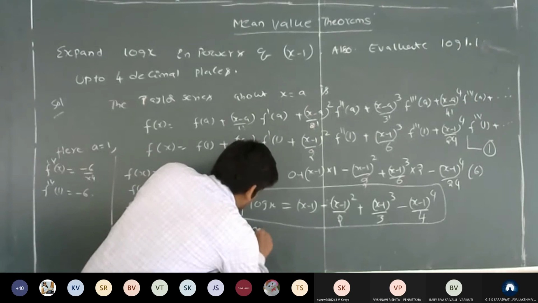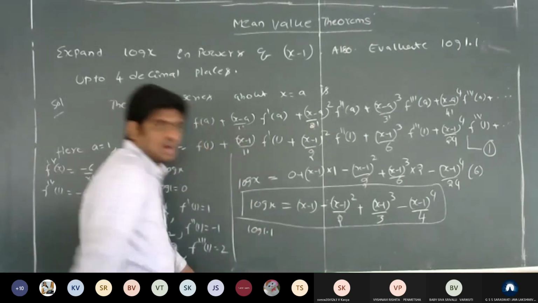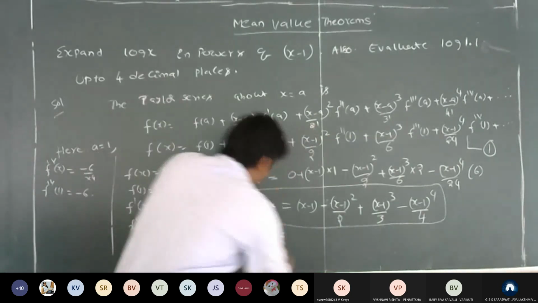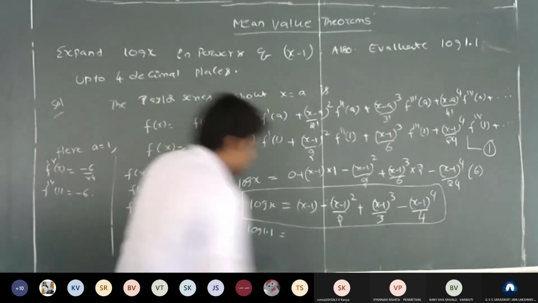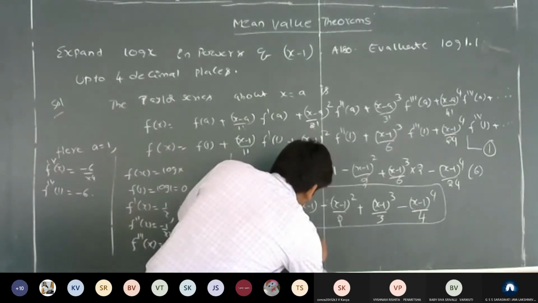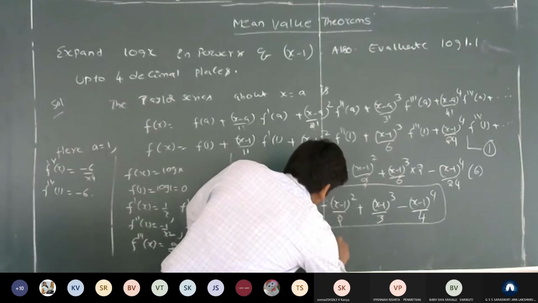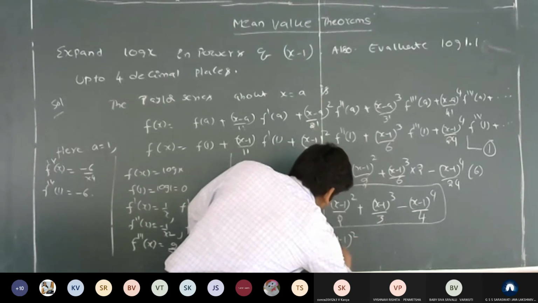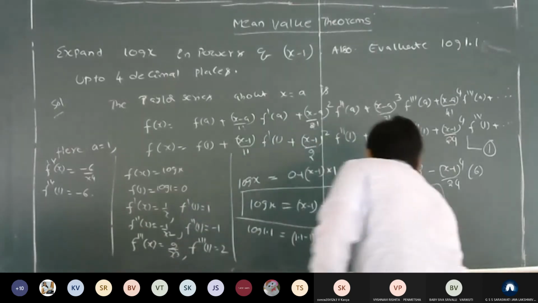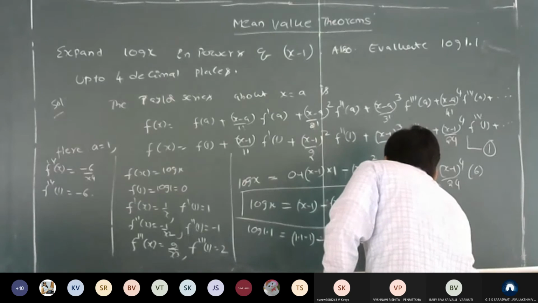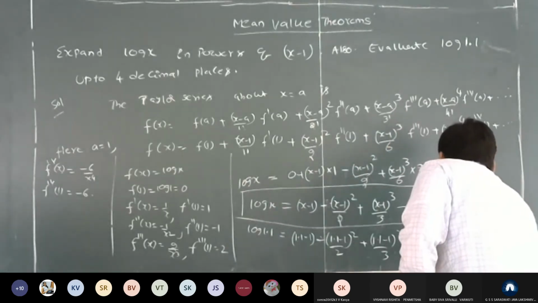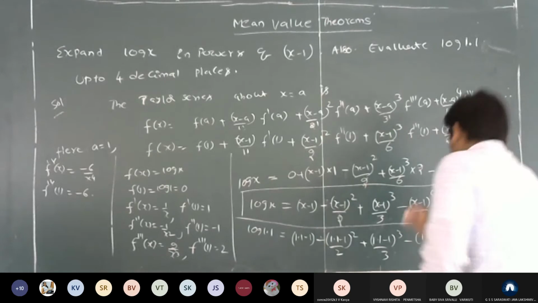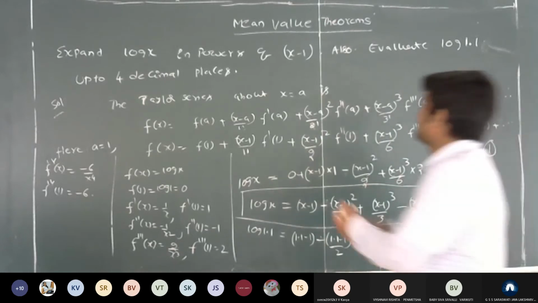So log 1.1 is equal to, wherever you have x, just replace it by 1.1. So it becomes 1.1 minus 1, minus 1.1 minus 1 whole square by 2, plus 1.1 minus 1 whole cube by 3, minus 1.1 minus 1 whole power 4 by 4. We have to simplify that value.